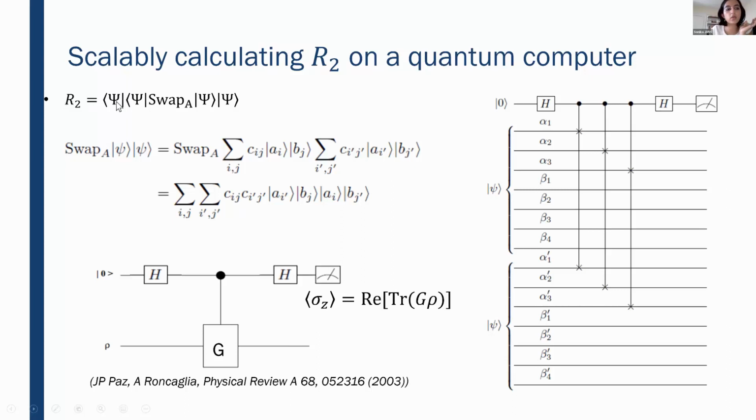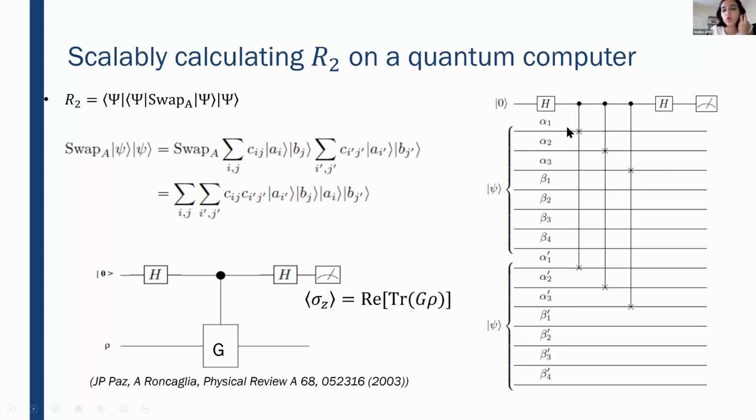So knowing that, we want to measure the expectation value of swap A, and to do that, you need an ancilla qubit. We put those two ideas together to design a circuit like this. So here psi is the state psi, right? It consists of the degrees of freedom in A and B, right? And then A and B.